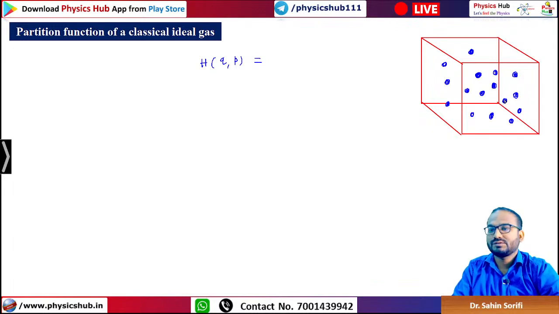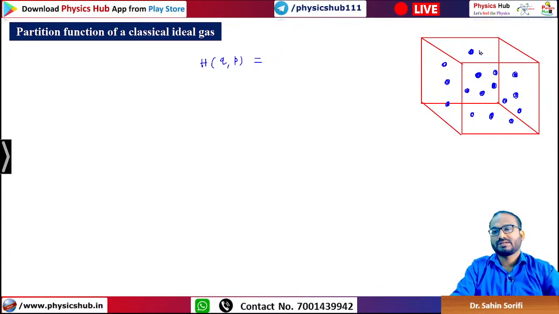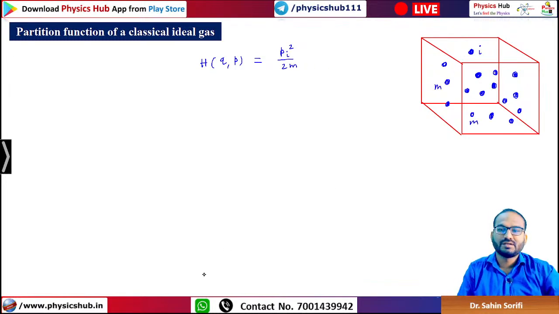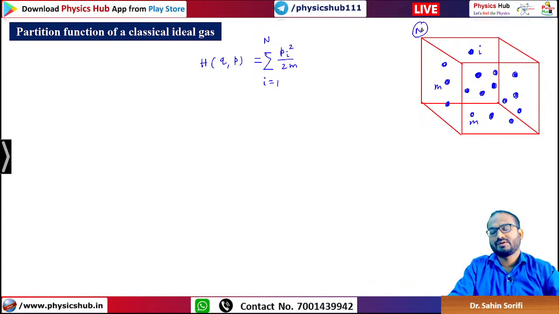So the only source of energy these gas molecules have is the kinetic energy. And that is why in the Hamiltonian we get, if you take the ith particle, its momentum is p_i, so p_i squared divided by 2m. The mass of all the gas molecules is the same in this enclosure. So p_i squared by 2m is the kinetic energy of the ith particle. So if there are N particles, the total energy will be the sum with i running from 1 to capital N.